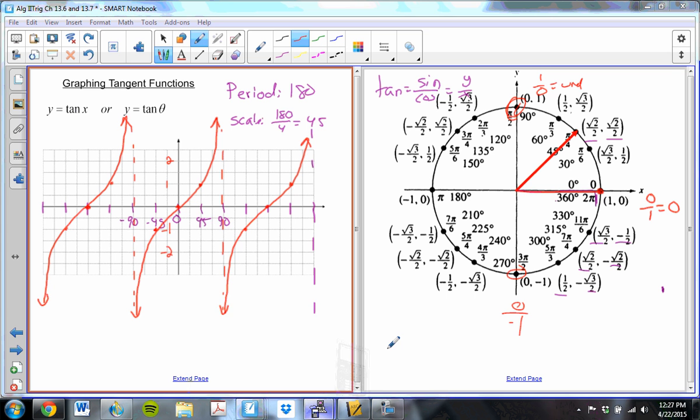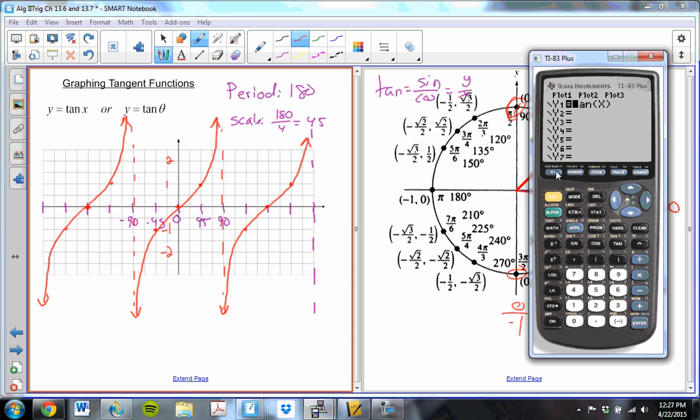In fact, on my calculator, I can graph the tangent of x. Y equals the tangent of x. My mode is in degrees. My window will go from, what is this, 90, 180, 270, from negative 270 to 270. And I'll count by 45s. And my y's will just be my y's. And there are your 3 asymptotes.